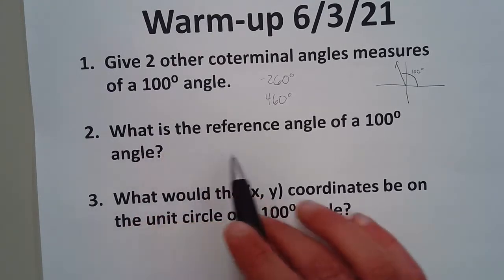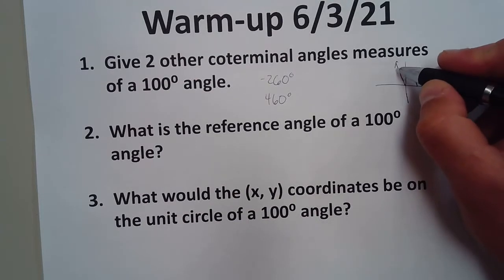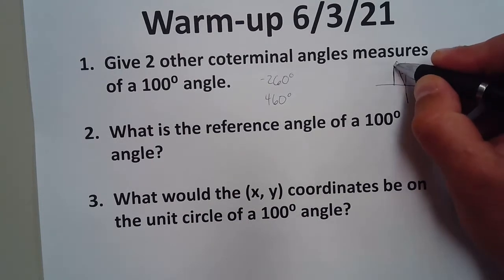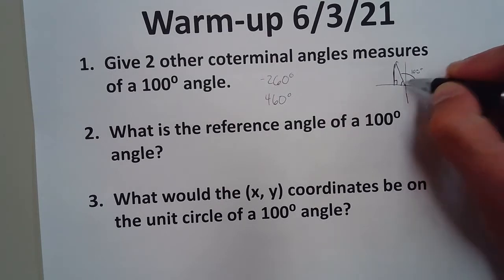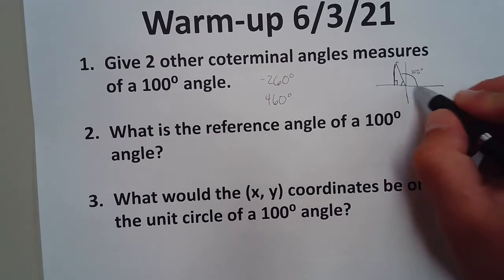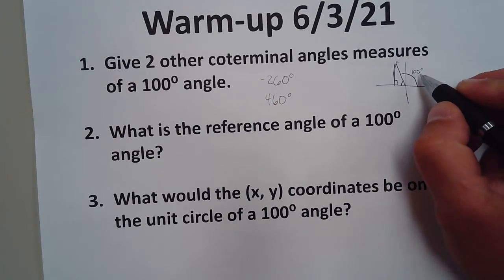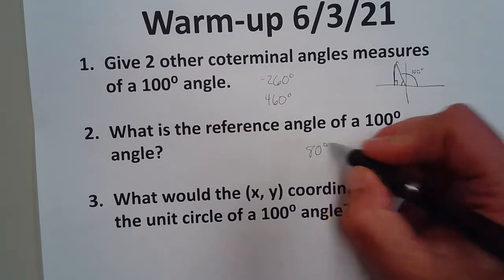All right. It says, what is the reference angle of a 100-degree angle? So we've got our 100-degree angle here. Remember, reference angle is when you drop it down to the x-axis, makes a right angle. What is this angle? Well, since this part's 100, and together they have to add up to 180, it's always going to be the supplement of whatever angle it actually is, the 100. So in this case, it's going to be 80 degrees.